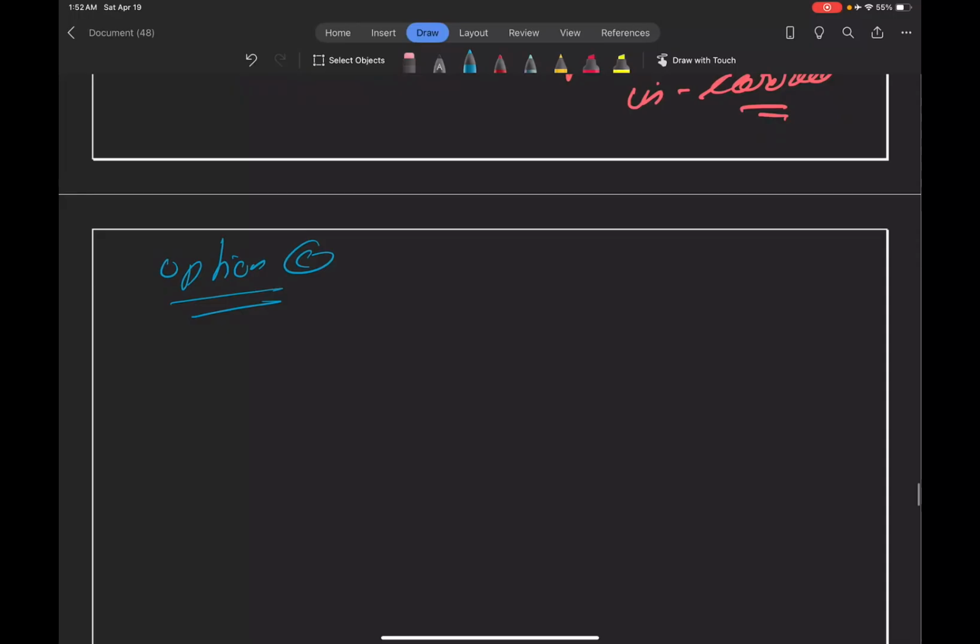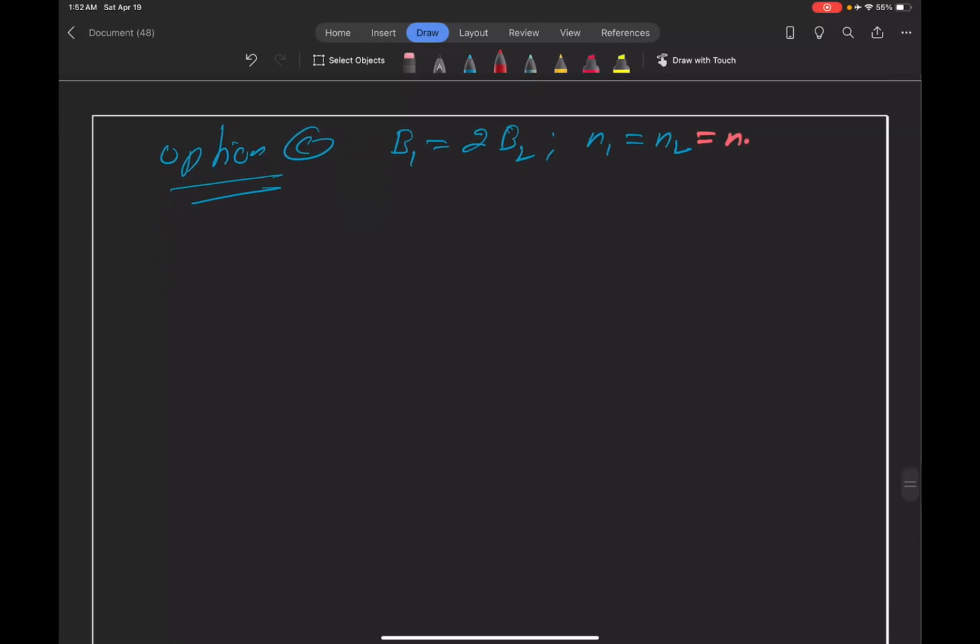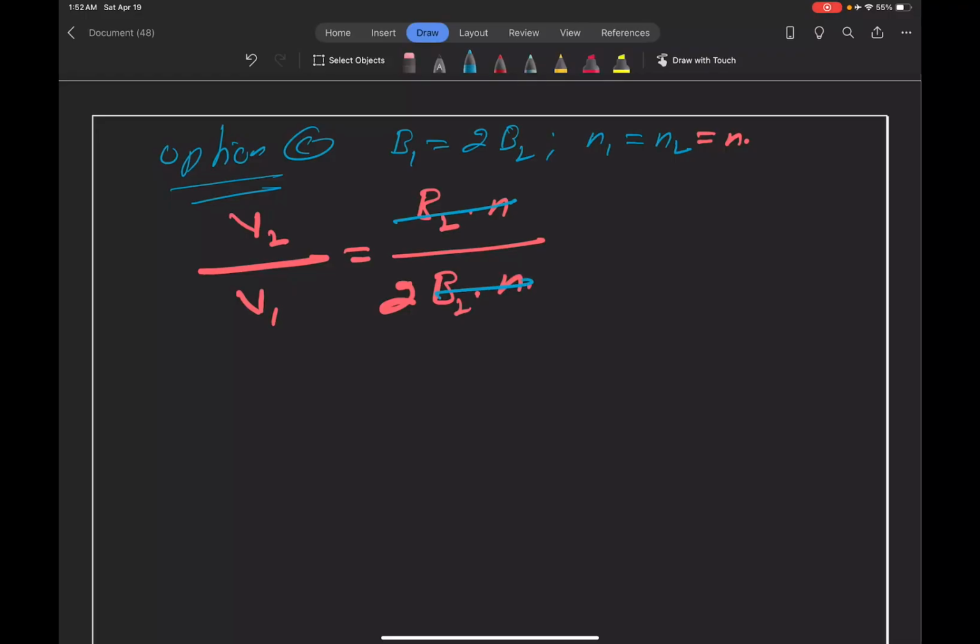Option C states that B1 is equal to twice of B2 and N1 is equal to N2. Let us suppose this is equal to N. So we can write V2 by V1 is equal to B2 times N, and we substitute B1, that is twice of B2, times N. Here B2 and B2N cancel out, and this gives us 1 by 2, which tells that our V2 is equal to 0.5 times V1.